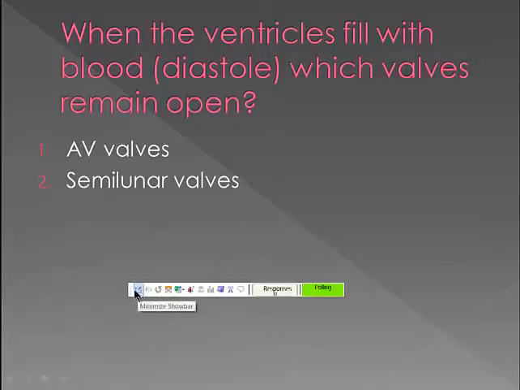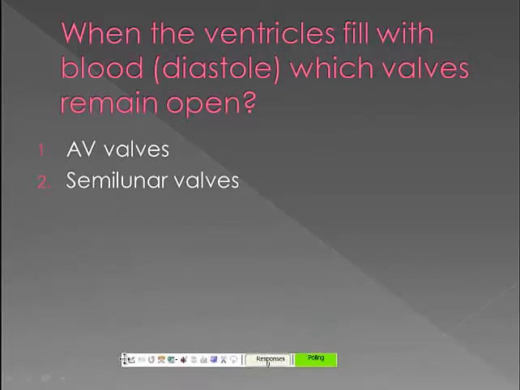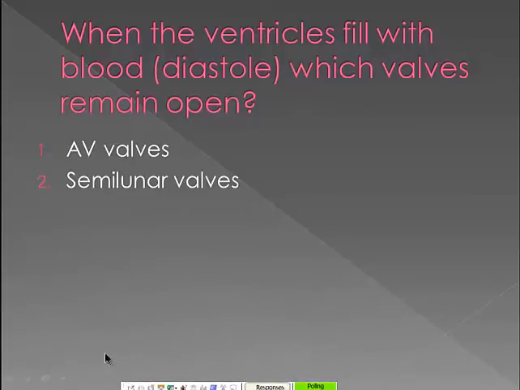So let's answer this question. When the ventricles fill with blood during diastole, which valves remain open? The atrioventricular valves or the semilunar valves?